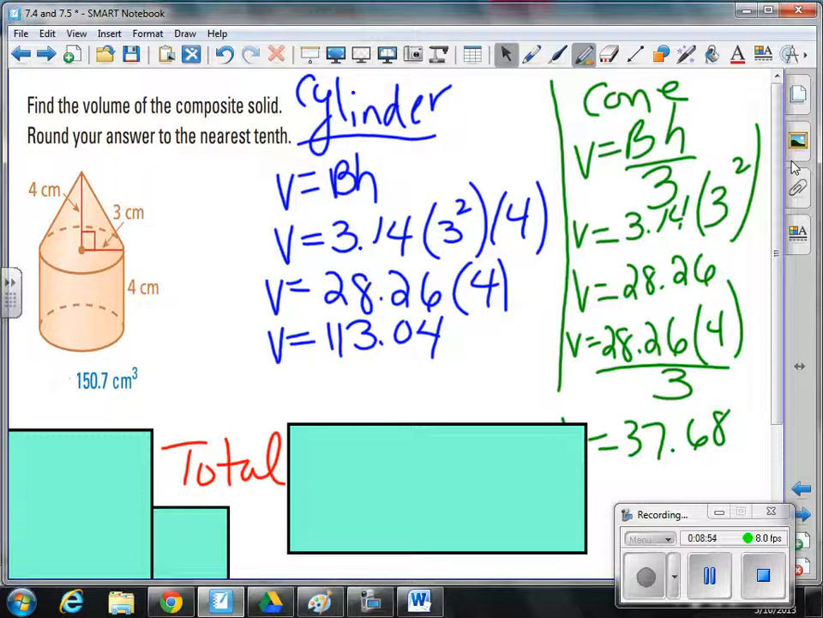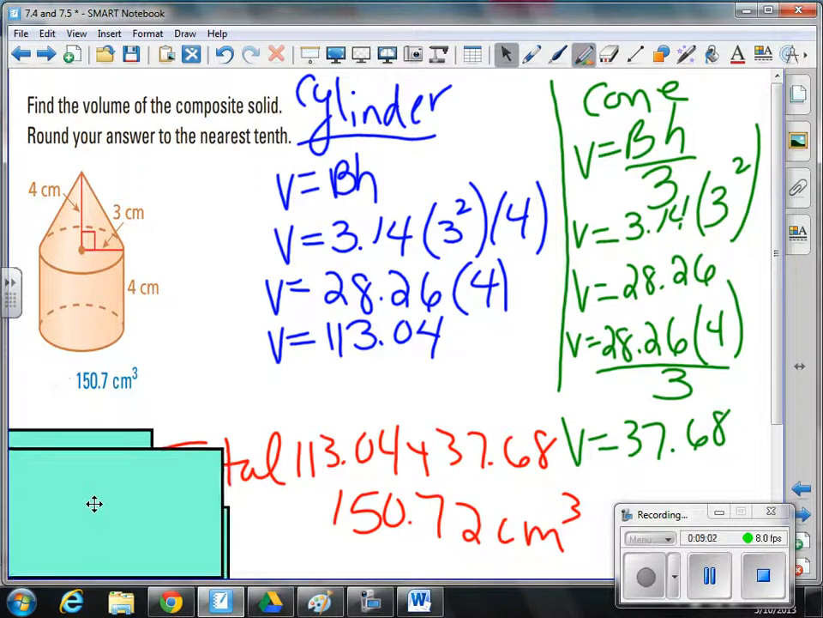But remember, these two figures are being added together. So we want to find the total volume by adding the cylinder's volume and the cone's volume to give us a grand total of 150.72, or to the nearest tenth, 150.7 centimeters cubed. Any questions, please ask.